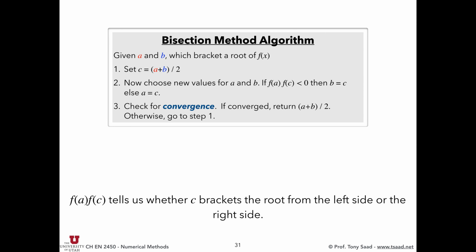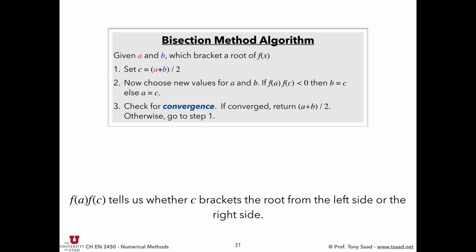The bisection method algorithm is simple and is given by these 3 steps. Given a and b, which bracket the root, then set c equal to (a plus b) over 2, and choose new values of a and b. The way you do this, you want to figure out whether you're on the left side of the root or on the right side. Remember, the way these roots are given, we follow the assumption that a is to the left of the root and b is to the right of the root.